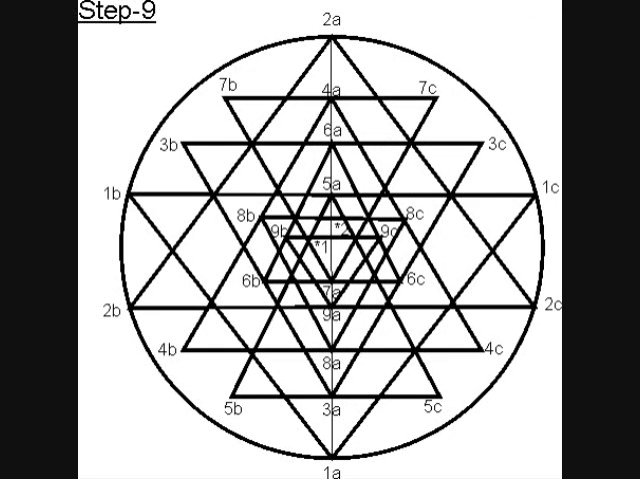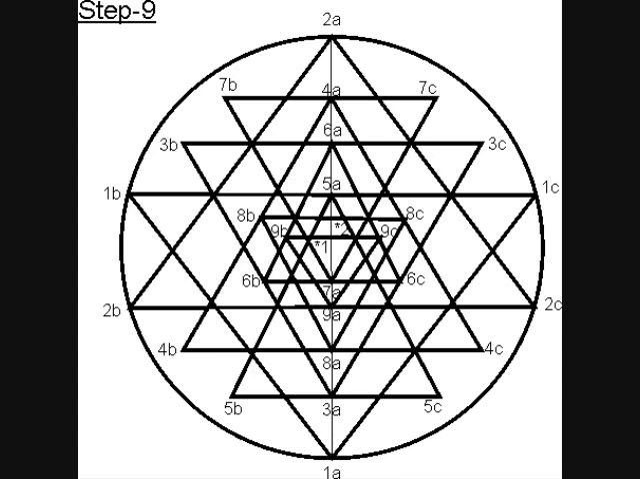Remove the temporary marks star 1 and star 2 drawn in step 8. Mark the crossing of 5B and 7S7B as star 1. Mark the crossing of 5C and 7S7C as star 2.